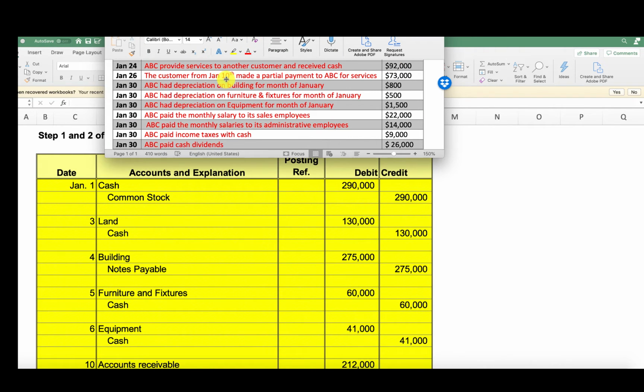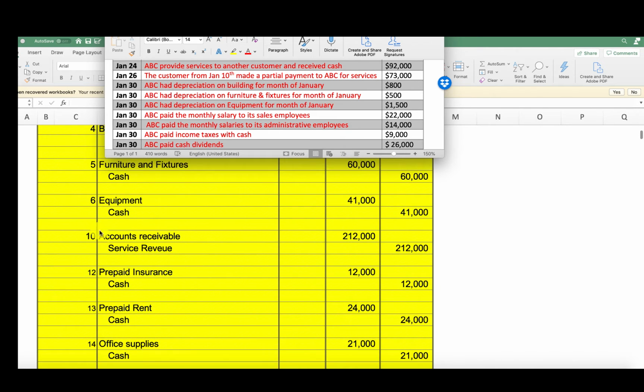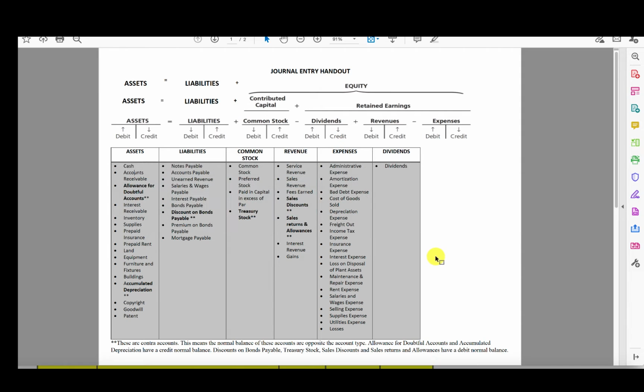The customer from January 10th made a partial payment for ABC services. So let's look at January 10th. So January 10th, you had a customer, and you see debit to accounts receivable, credit to service revenue. You did work for the customer, and they didn't pay you. Now the customer is paying you $73,000, right? So what are you receiving? You are receiving cash, okay? So you've got cash here that you're receiving. Cash is going up.